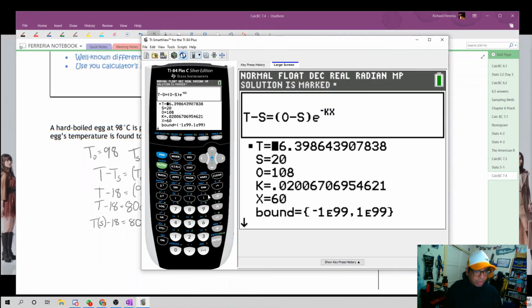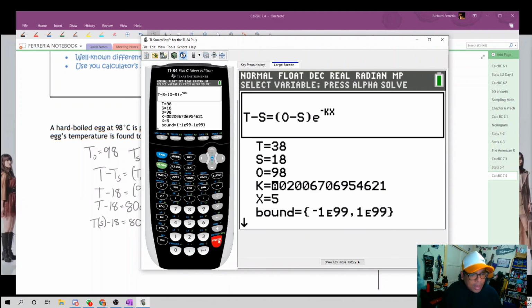Okay, our temperature after 5 minutes was 38 degrees. Our surrounding temperature is 18 degrees. The original temperature of the egg was 98 degrees. We don't have a value of k, but we know that the temperature after 5 minutes was 38 degrees. So let's go ahead and solve for k.